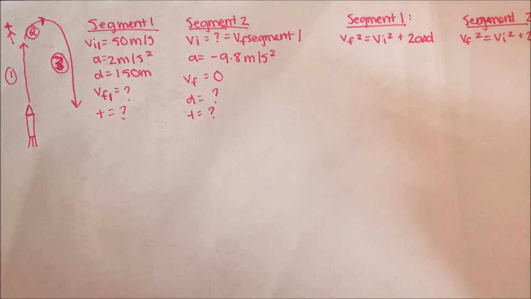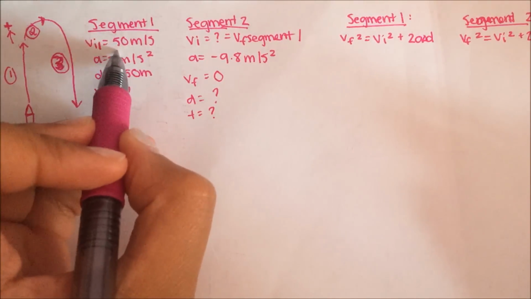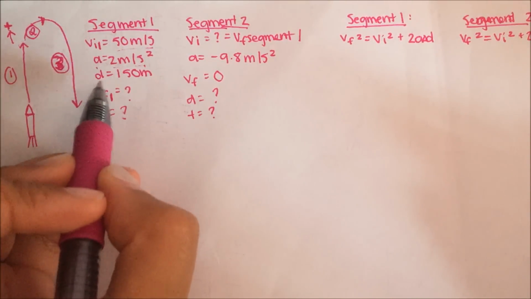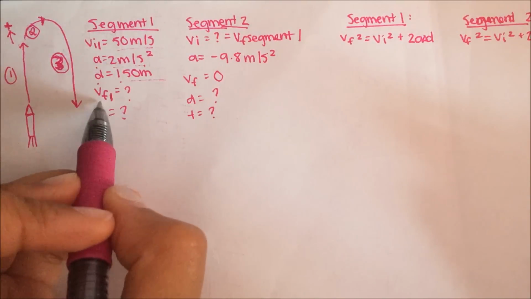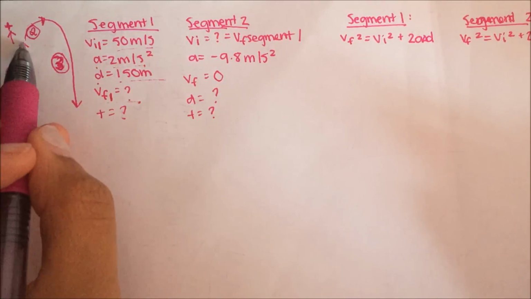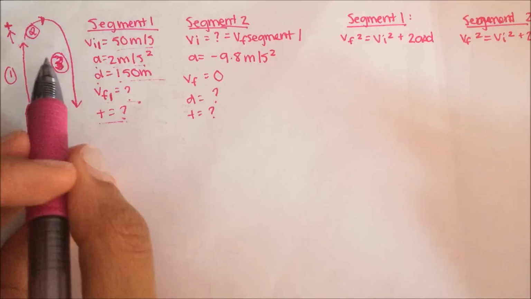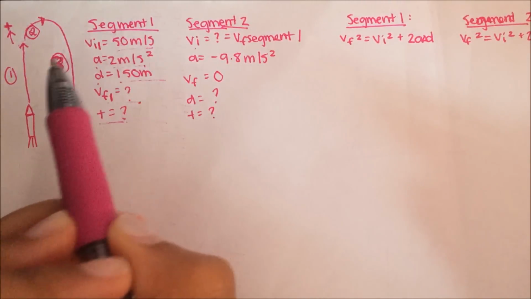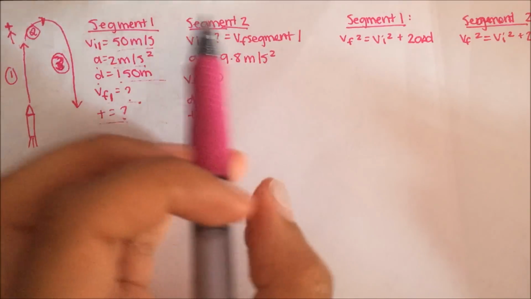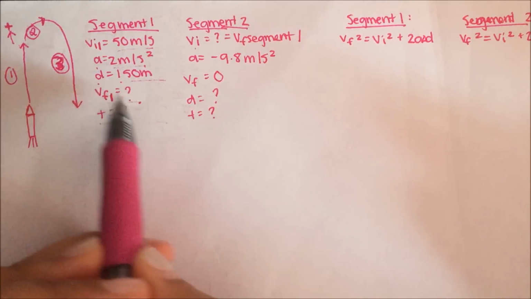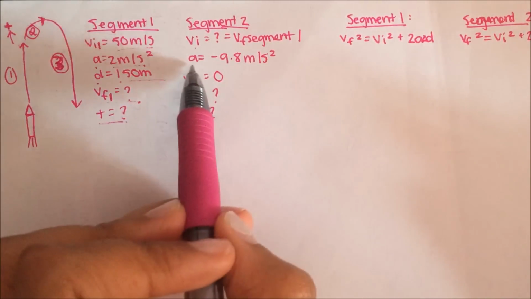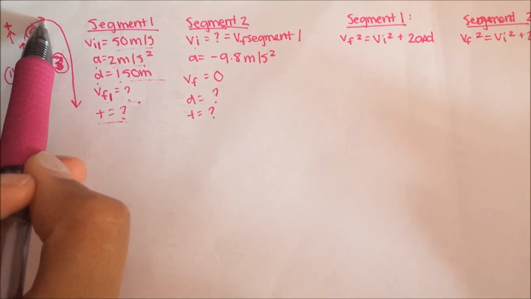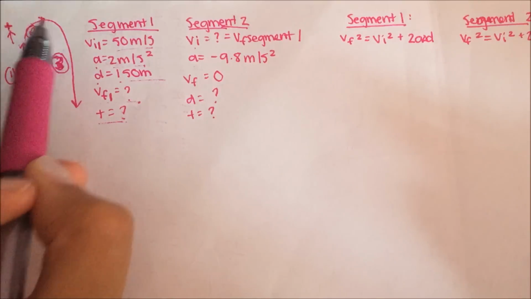So what do we know about segment 1 initially? In segment 1, the initial velocity is 50 meters per second. The acceleration is 2 meters per second squared. The distance it travels is 150 meters. We don't know the final velocity at this point, and we don't know the time it takes to get there. In segment 2, we don't know the initial velocity, however, we do know that its initial velocity is going to be the final velocity from segment 1 right here, because that's when it starts going. The acceleration is going to be negative 9.8 meters per second squared, and the final velocity considered right here is when it stops vertically.